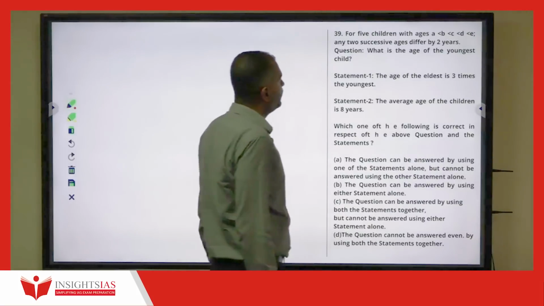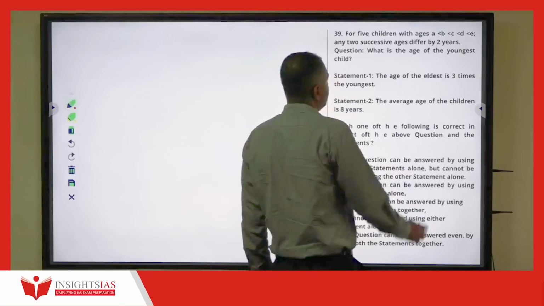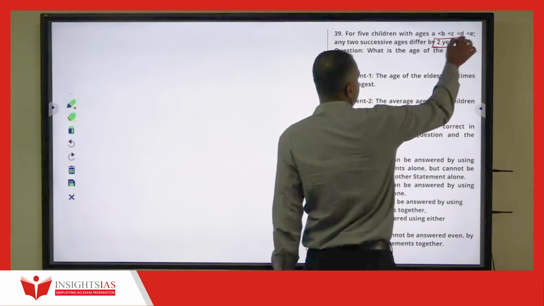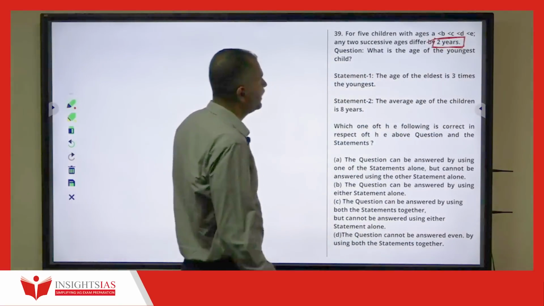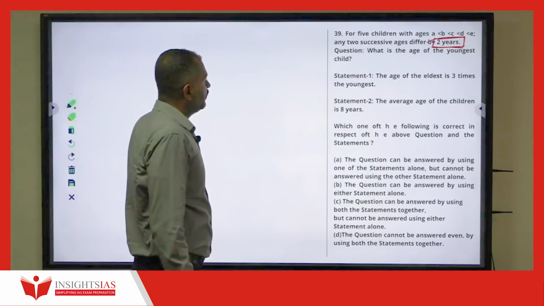5 children, age group A less than B less than C less than D less than E. Okay, successive age difference of 2 years. Okay, they are in arithmetic progression. The difference between A, B, BC, CD and DE respectively is 2 years. And what is the age of the youngest child?